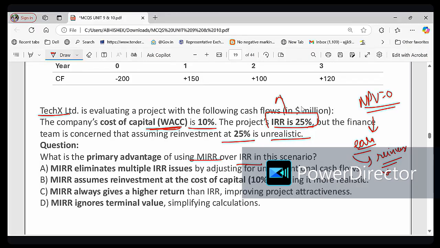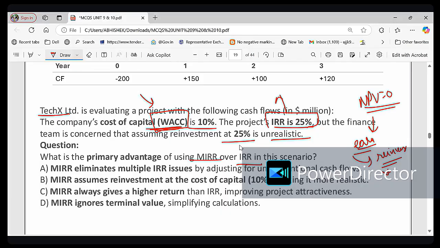In real life, what happens? Companies reinvest at their WACC, their weighted average cost of capital. What is the WACC? How to find it? I will tell you in the upcoming slide. So what happens in real life? Companies don't reinvest at 25%. They reinvest at the weighted average cost of capital, which is how much? 10% here. That is your real world return from the reinvestment.